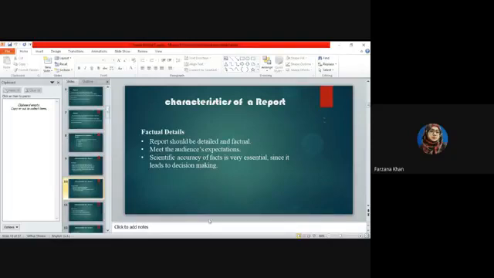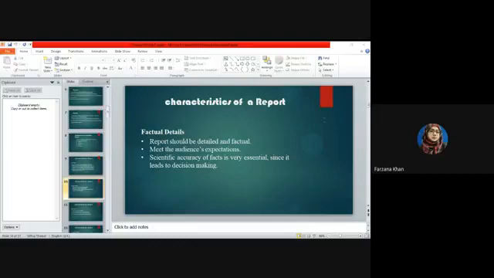So the second characteristic of a report is factual detail. The report should be very detailed and factual. It should meet the audience expectations, because I told you that reader is very important. Your audience, your reader, for whom you are going to write your report, you should consider them while writing the report. So it should meet the requirements and the needs and the expectations of your audience, and you should add all the factual details which are demanded by your reader.